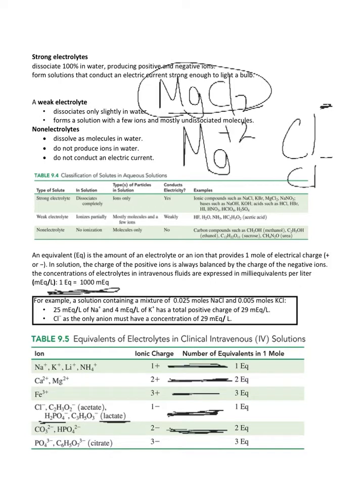Anything with a charge of 3 minus would have 3 equivalents in 1 mole. Phosphate, citrate, I can't think of any others off the top of my head, but you can kind of see a pattern here. Plus 1, 1 equivalent. Minus 1, 1 equivalent. Plus 2, 2 equivalents. Minus 2, 2 equivalents. So you can tell how many equivalents are in 1 mole by the charge on the ion.